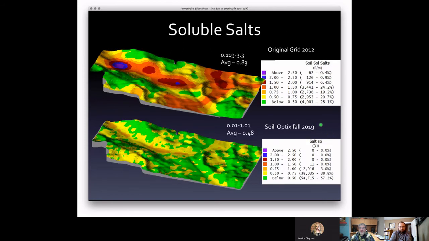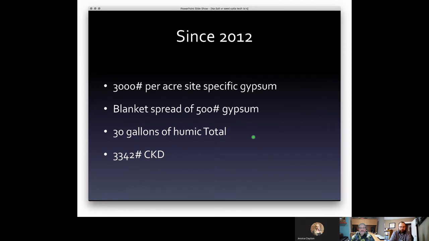So here's that same field again, and we looked at that original grid sample. We're ranging to an average of 0.8 salts, but look at the high end at 3.3. Now with that SoilOptix, that same fall of 2019, we dropped that top end to a 1 and basically cut our salts almost in half. Well, how did we do that?